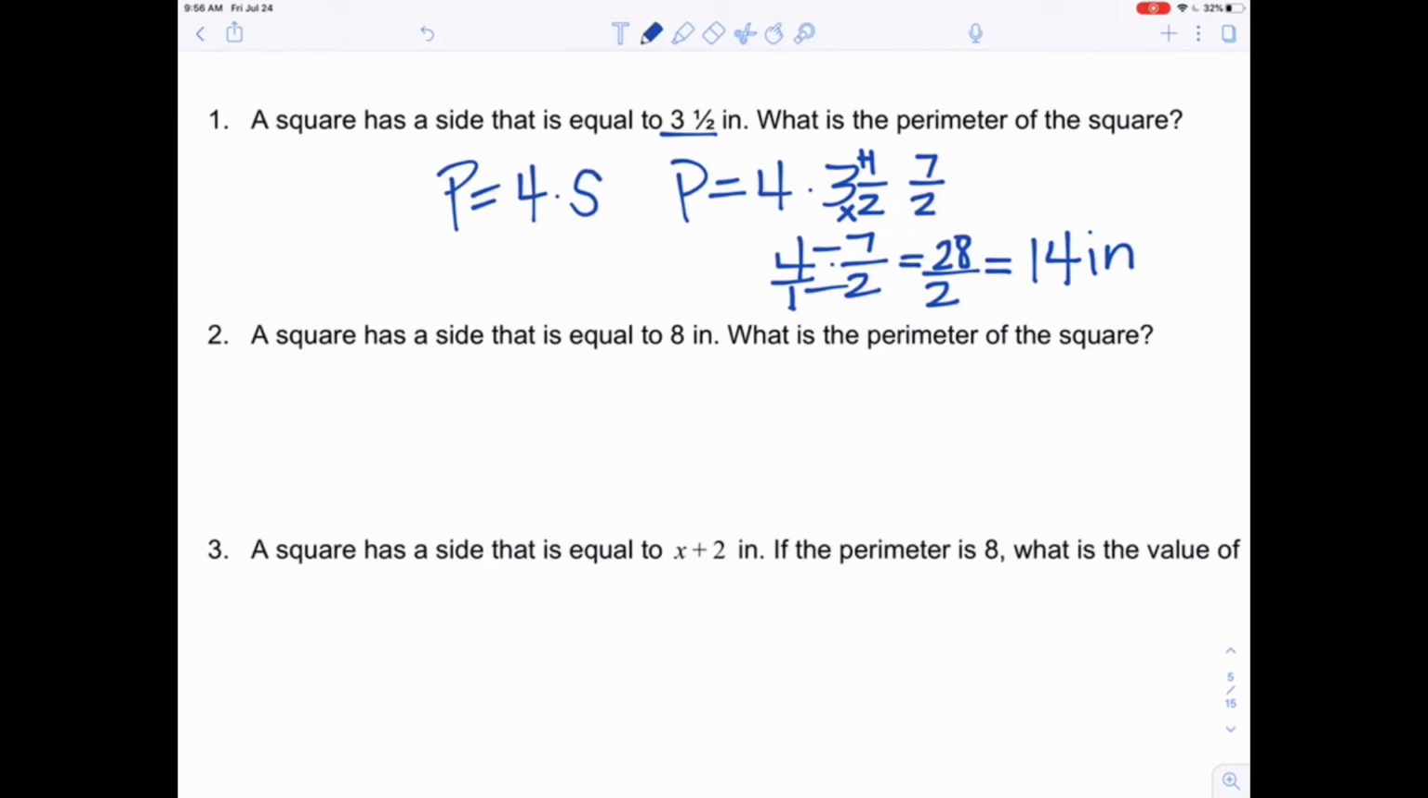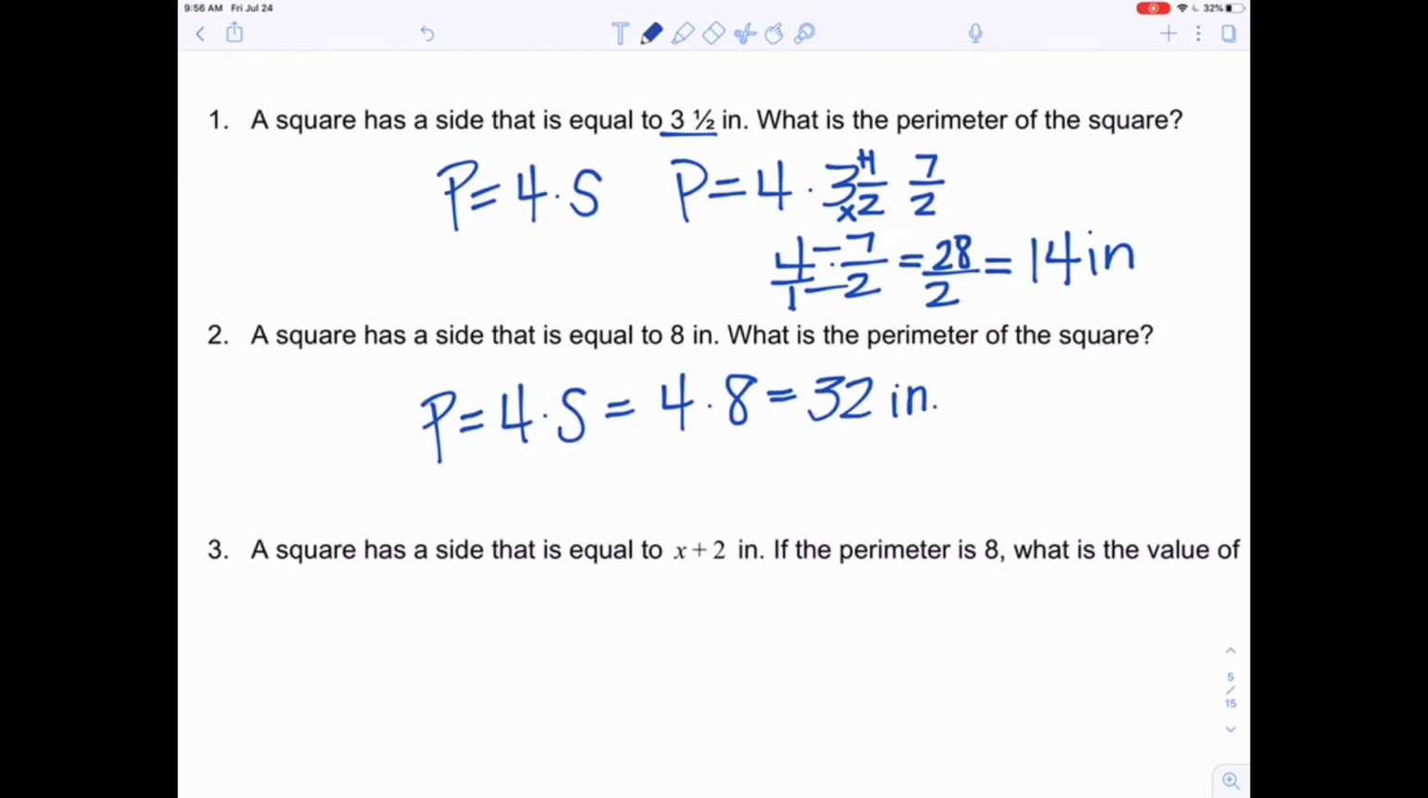A square has a side that is equal to 8 inches. What is the perimeter of the square? Well, our formula for perimeter is 4 times side. In this case, it's 4 times 8 inches, and that gives us 32 inches. Okay, so far so good. Pretty easy, right? Let's look at the next example.